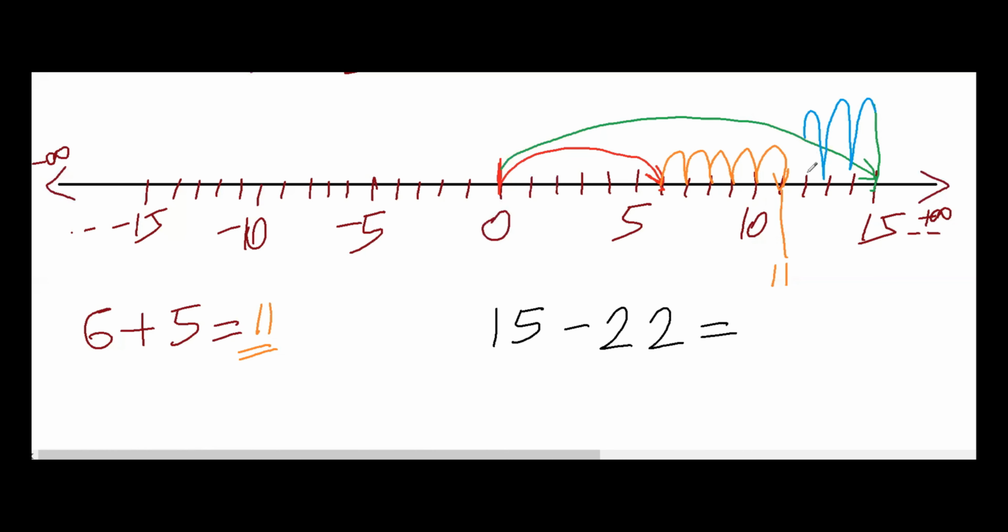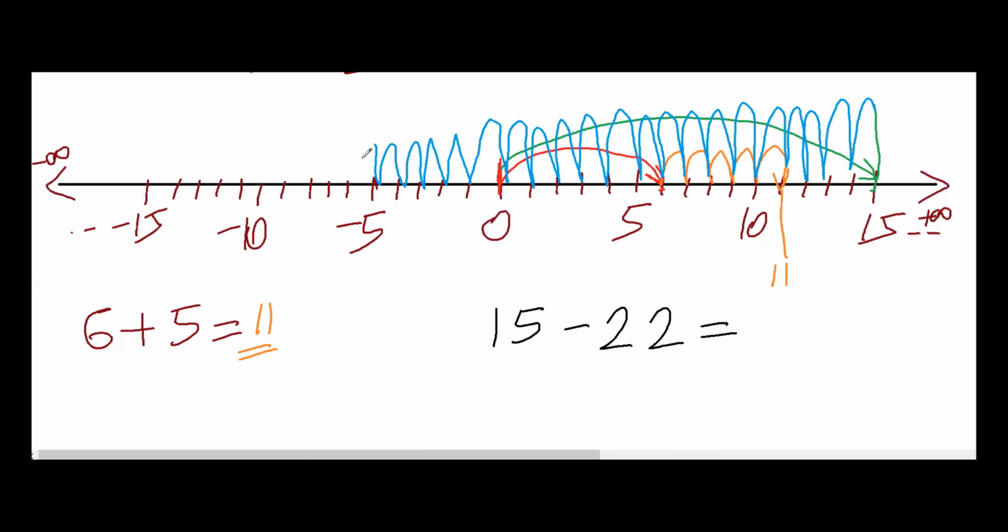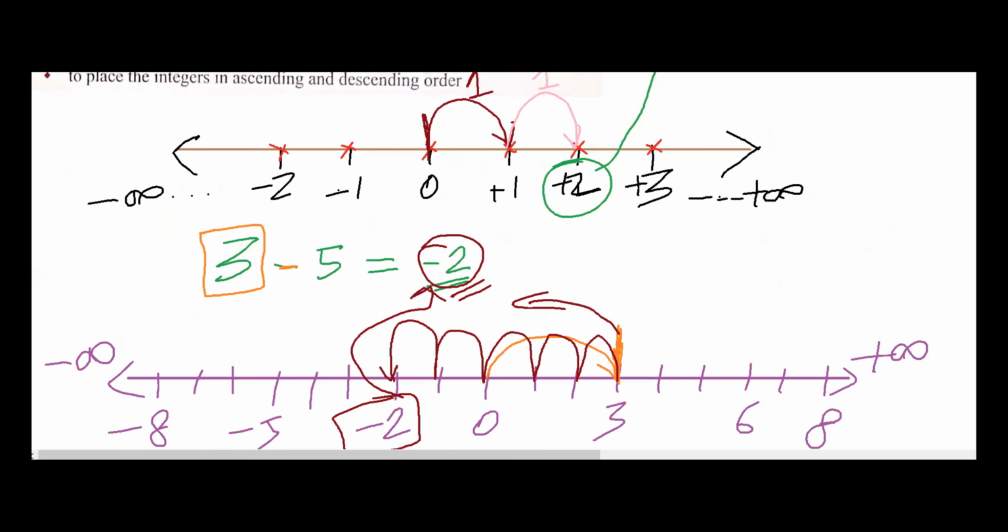1, 2, 3, 4, 5, 6, 7, 8, 9, 10, 11, 12, 13, 14, 15, 16, 17, 18, 19, 20, 21, 22. So this will be my answer. What is this? 1, 2, 3, 4, 5, 6, 7. So this is my -7. So -7 will be the answer. Understood this much? Yes. Okay.